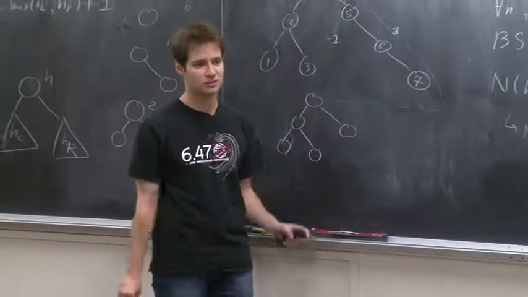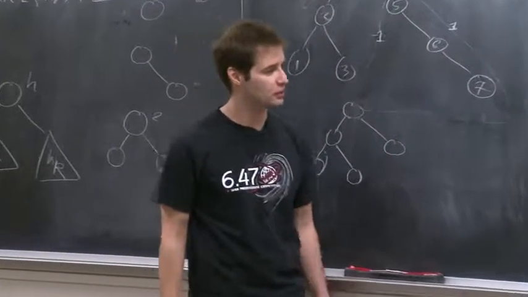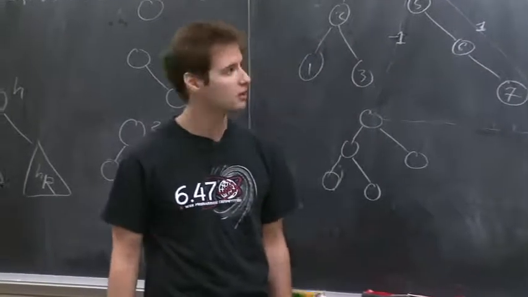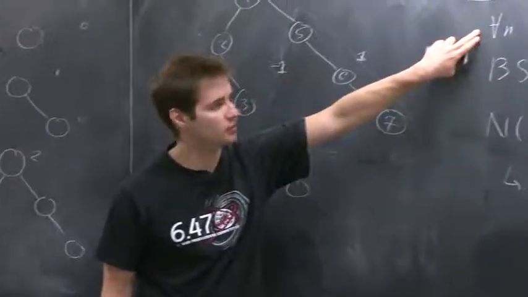So this is a way to construct an AVL tree that shows you that the height has to be logarithmic, as long as we can keep this rep invariant true.